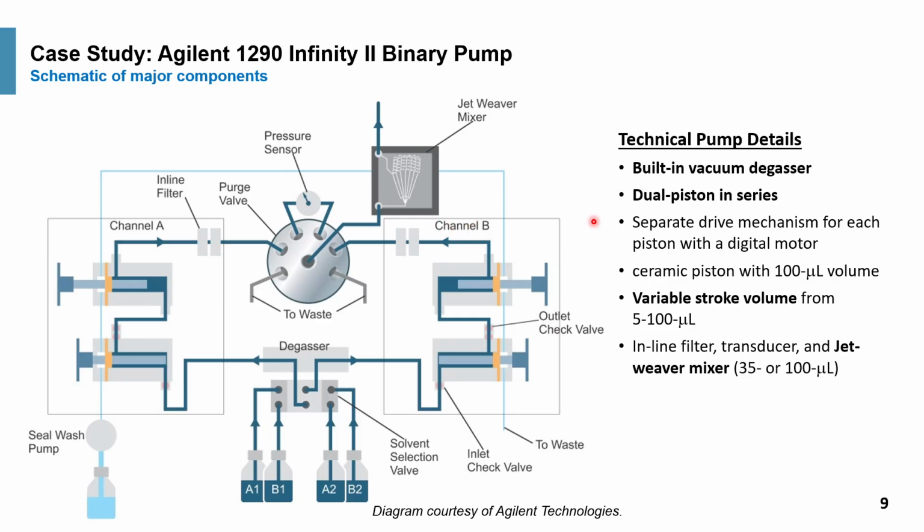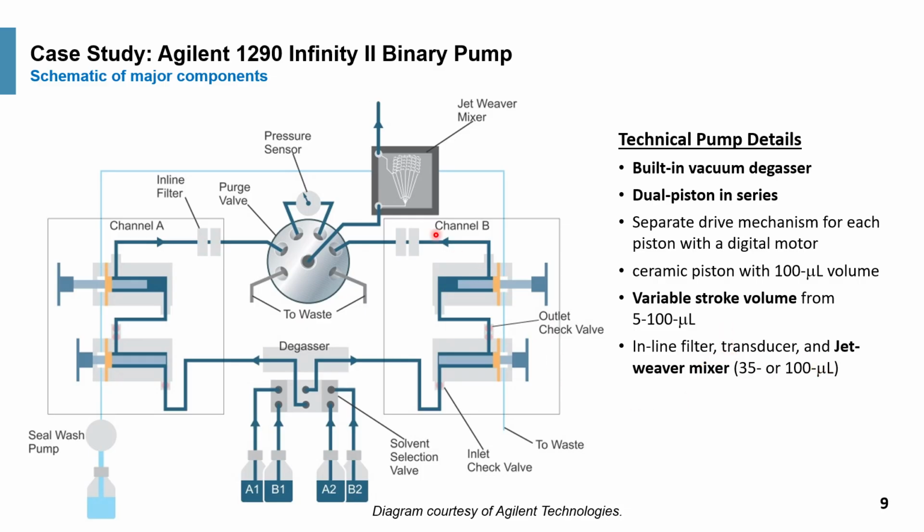We talked a little bit about the technical pump details. There is a built-in vacuum degasser, and it is a dual piston in series with a separate drive mechanism for each piston with a digital motor. The piston is actually made of ceramic with a volume of 100 microliters. However, it does support automated variable stroke volume, so each stroke can be 5 microliters to 100 microliters depending on the flow rate. There is a built-in inline filter, an inline pressure transducer, and the Jet Weaver.